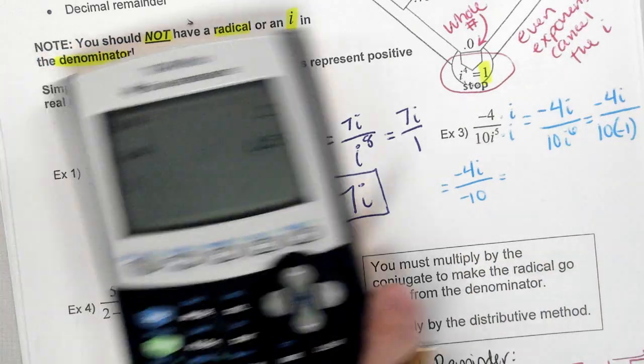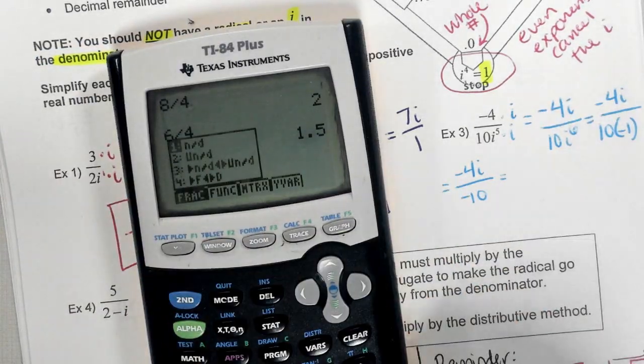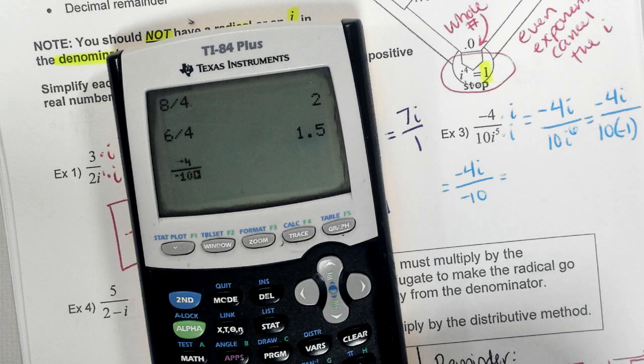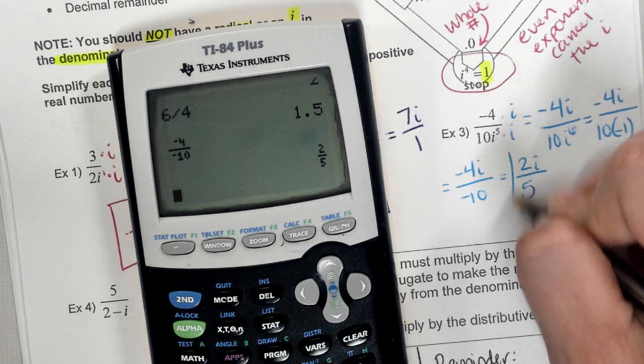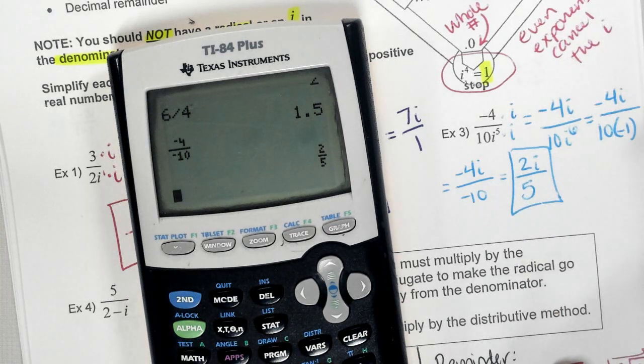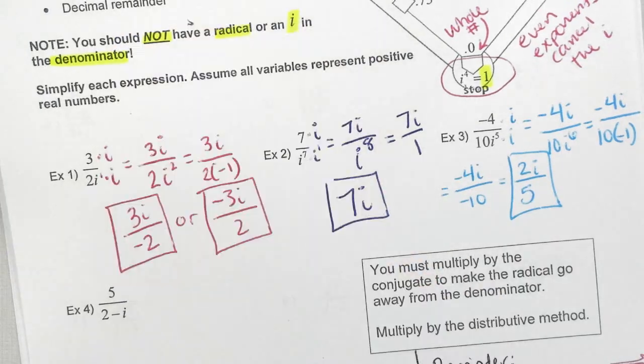And so then we can simplify this. You can do it in the calculator. You can do it by hand. So negative 4 over negative 10, and we get 2 over 5. Don't forget to put your i back on top. Any questions with that one?